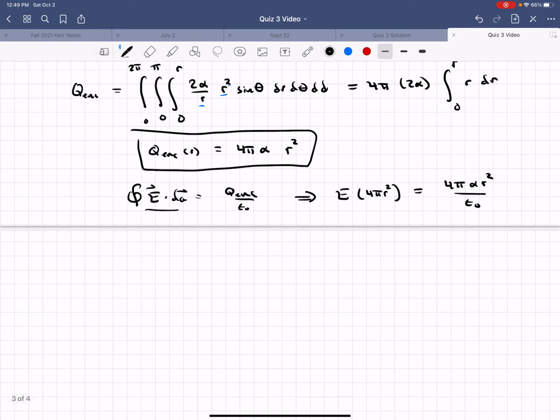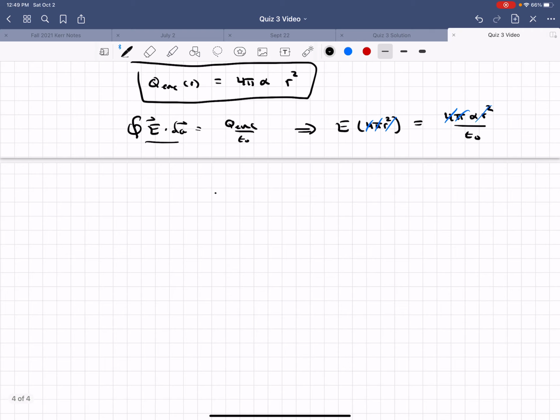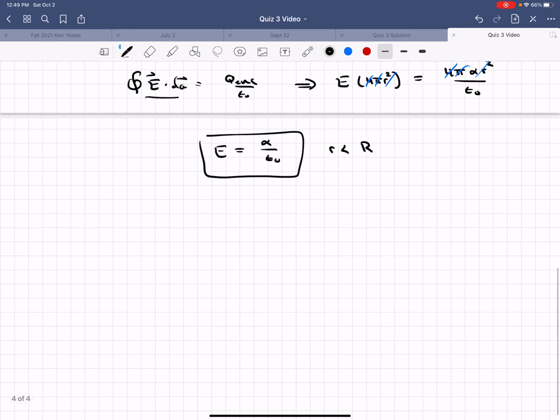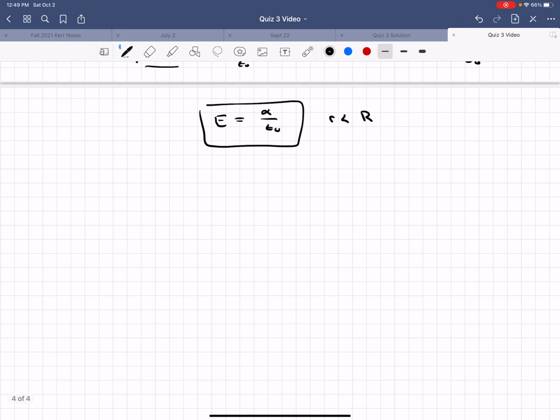I see here that the 4's cancel out, the pi's cancel out, and the r squareds cancel out. So for this charge distribution, the electric field is constant inside the sphere. There is my answer to problem number 2: the electric field points radially and has a constant value inside the sphere.